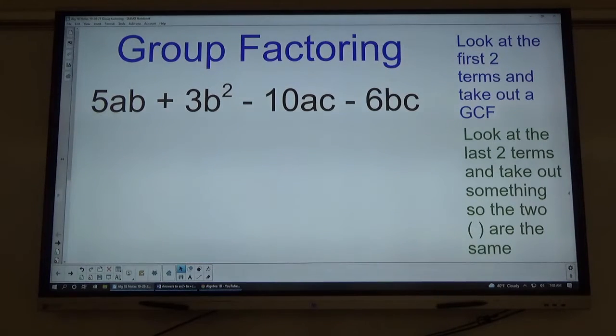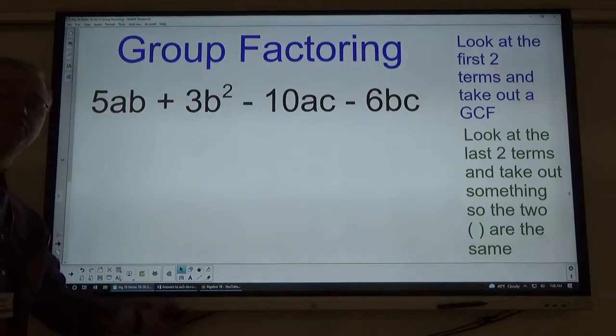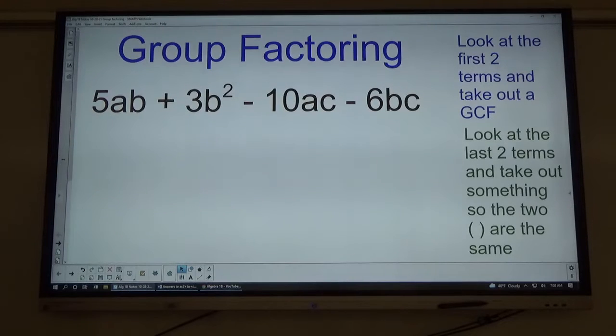Welcome. Today we're going to be looking at group factoring. Now in group factoring, we've done difference of squares where we had two terms. We've done trinomials, three terms, where we did basic factoring and smiley face factoring. And today we're going to be working with group factoring, which is four terms.